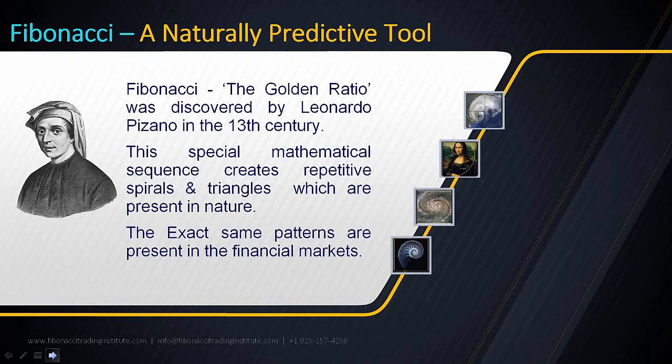So, what is Fibonacci? Fibonacci is golden ratios present in everything that surrounds us. This special mathematical sequence was discovered by Leonardo Pisano in the 13th century. These exact same mathematical repetitive spirals and triangles which are present in nature keep repeating in financial markets. The market is a Fibonacci puzzle and keeps repeating itself time and time again. No matter what instrument, no matter what time frame, no matter what platform you trade on, you can take advantage of Fibonacci structure, which will give you extremely high accuracy on your entries and your exits, which you will see next.